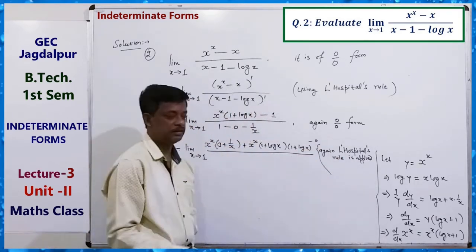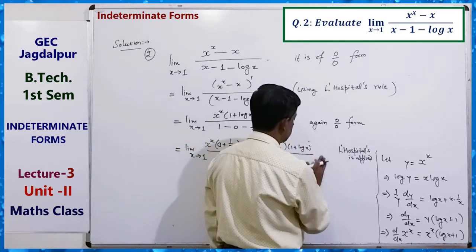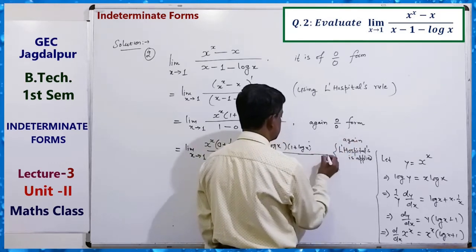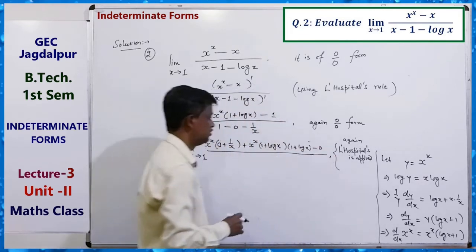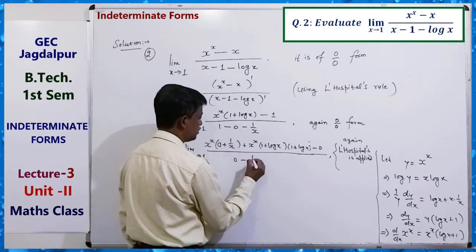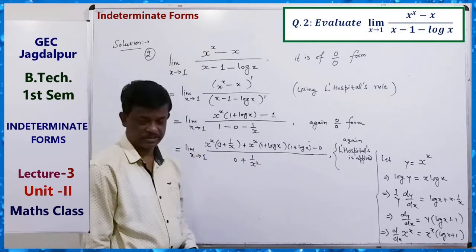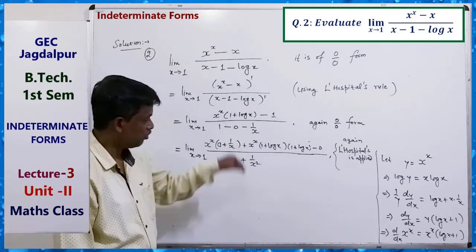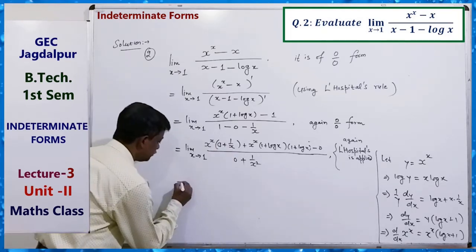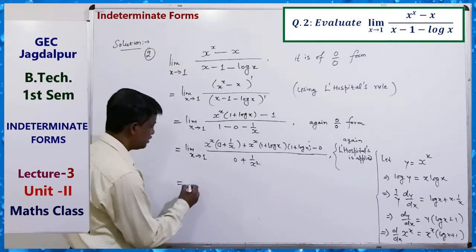Again apply this: just differentiate the numerator, and also the denominator: 1 by x square from the derivative of minus 1 by x, giving 0 minus 1 by x square, plus 1 by x. Now we can see what the result is.